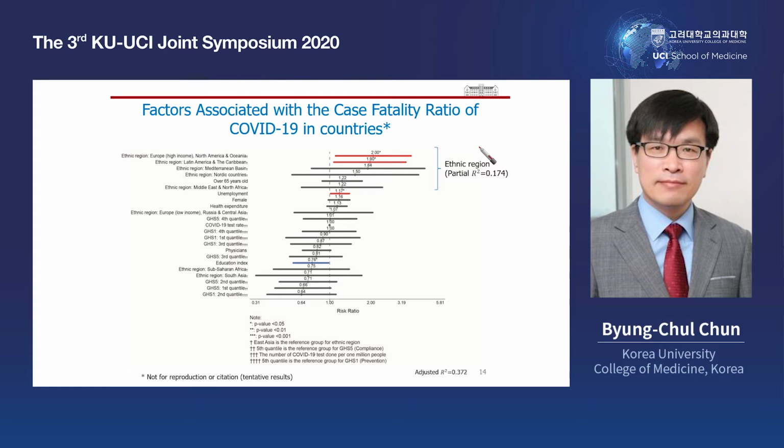For the case fatality ratio, the ethnic region was also a strong predictor. Other risk factors included in the model are the unemployment rate of the country, and you can see the education index and the number of physicians were preventive factors in this model. That is to say, the fatality ratio was low in countries with higher education levels and more doctors per thousand people.